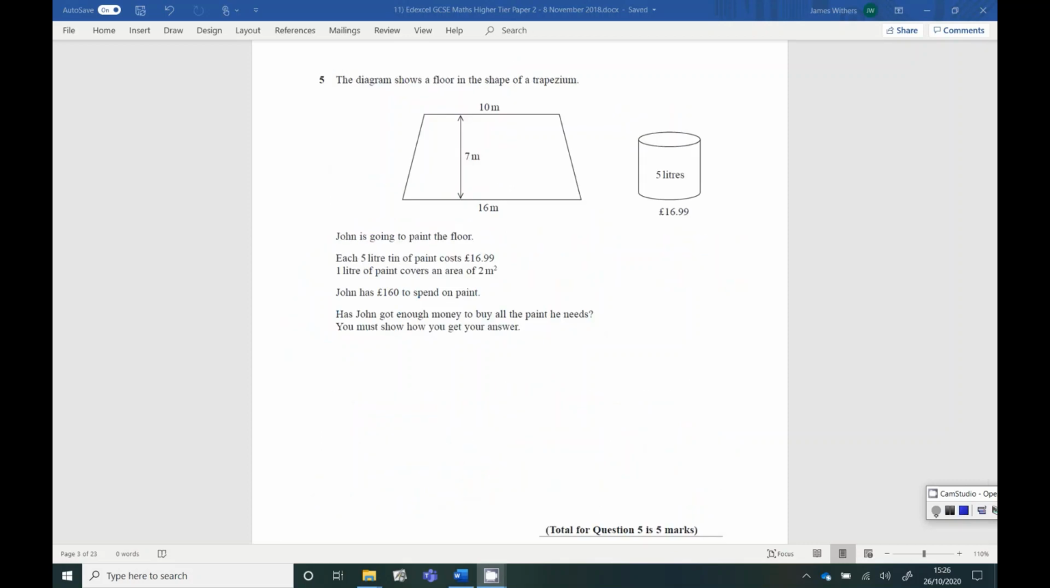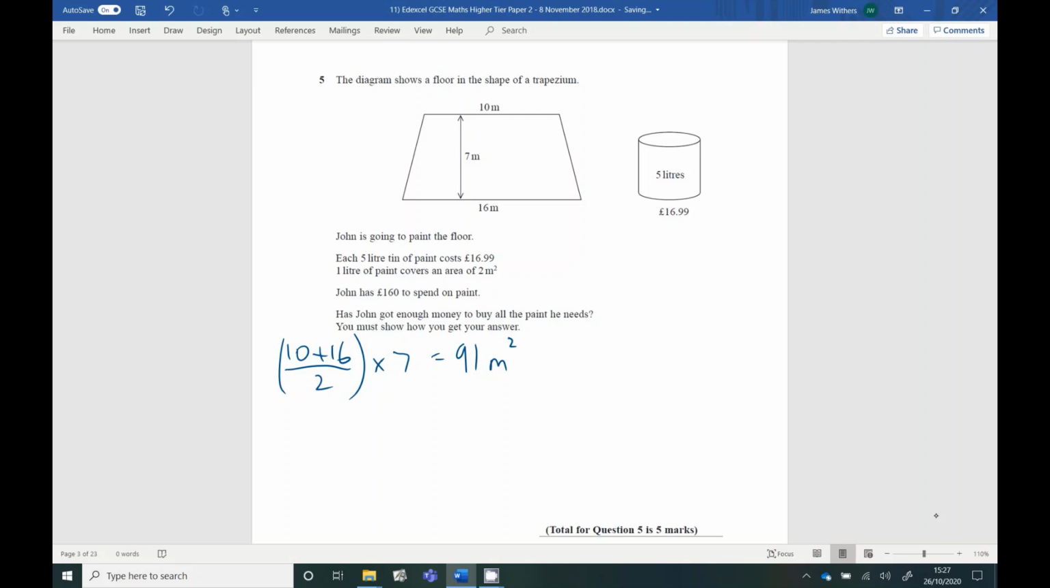Question 5. So first of all, let's just see how much square footage John has got to paint. So what's the area of that floor? Now, to work out the area of a trapezium, you average the parallel sides. So you average the 10 and the 16, so add those together and halve them, and you multiply this by the distance between the two parallel sides. So we're multiplying that by 7. The average of 10 and 16 is 13. So this is just 13 times 7, which is 91 meters squared. So that's the amount of floor that needs to be painted.